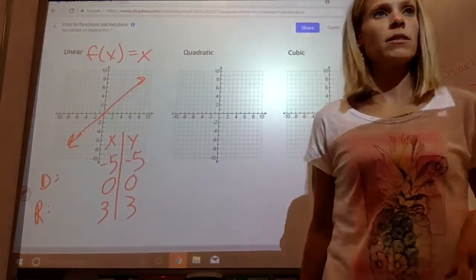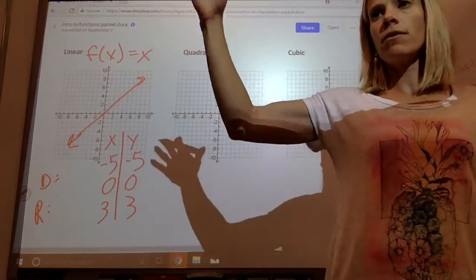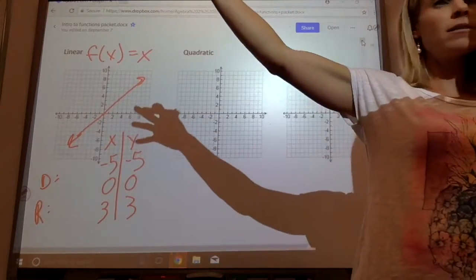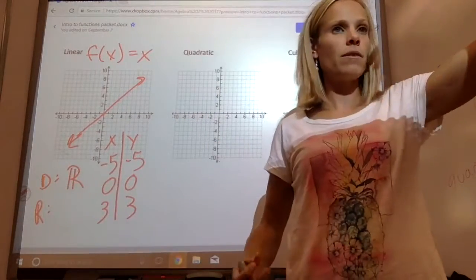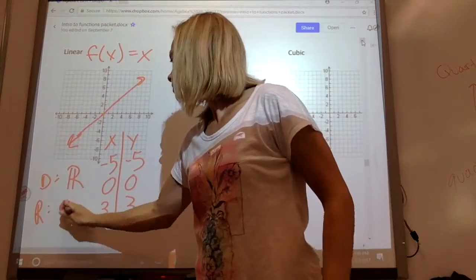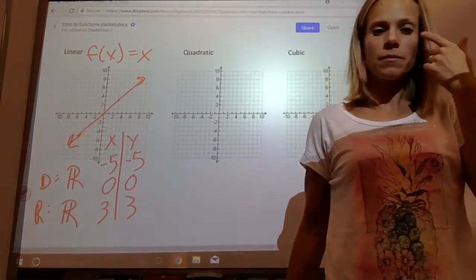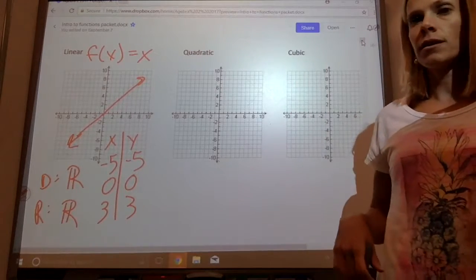And the last thing on this is, what would the domain and range be? It's going left and right forever, so my domain is all real numbers, very good. It's going up and down forever, so my range would be all real numbers again. It's just an italicized R, is what it is.